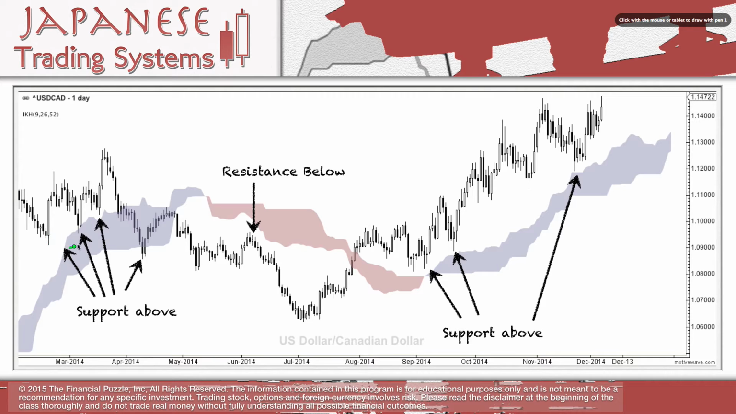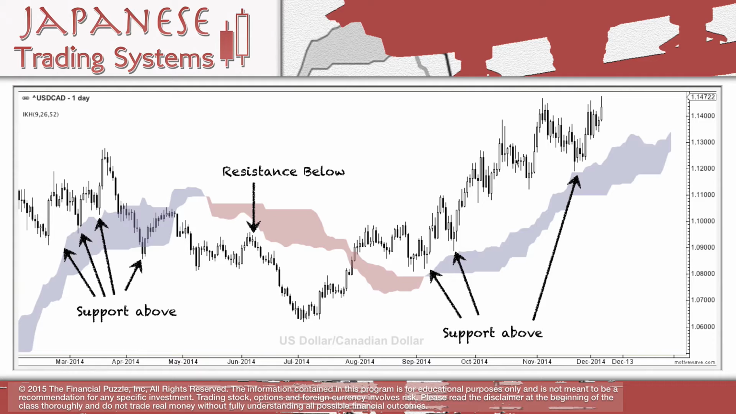Notice how we retrace to the cloud area, and the cloud is functioning as support. As long as you're above it, it's functioning as support. Now, once we're below, the clouds are working as resistance. We're in the shadow of the cloud. Now, once you bounce back above the clouds here, we are floating above the clouds, and again, it's functioning as support. So you see how that's working there.